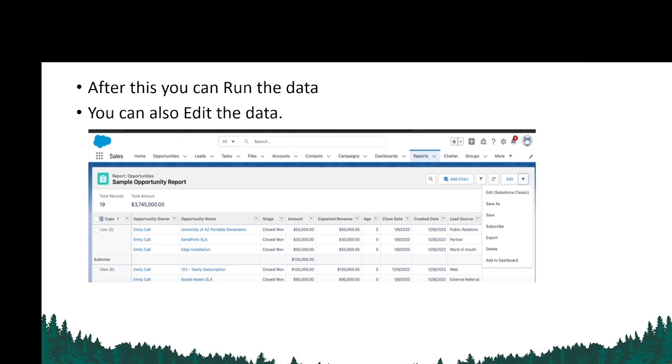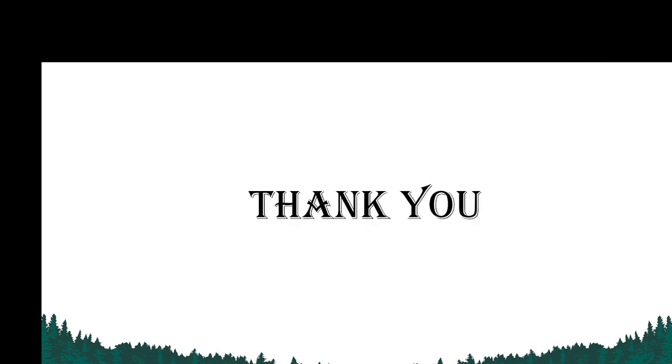After this, the whole view of the sample opportunity report is being shown. So I'm getting total records as 19 records, and the total amount is something 3 million and more than that. Now I can also perform the edit option. Here we have multiple options of edit, Salesforce Classic, save as, save, subscribe, export data, delete data, or you can also add to dashboard. So that is all.